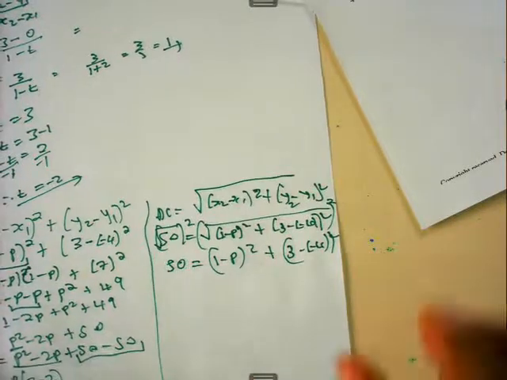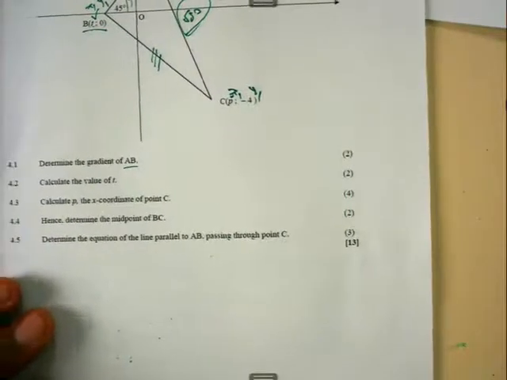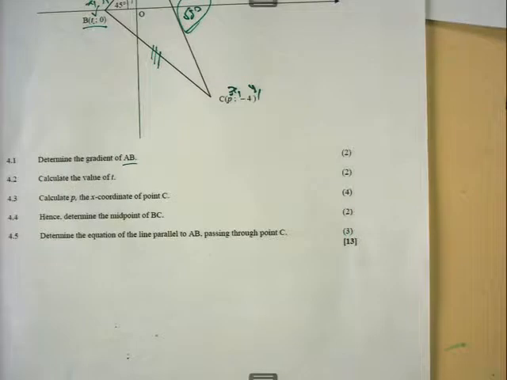Right, thank you, boys, because that was question 4.4. I believe that you got that question right. Now, the last question, 4.5: determine an equation of a line parallel to AB passing through point C. Determine the equation of the line parallel to AB passing through point C.